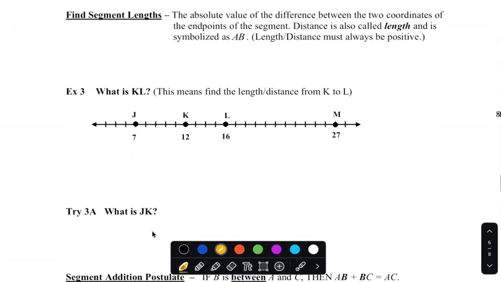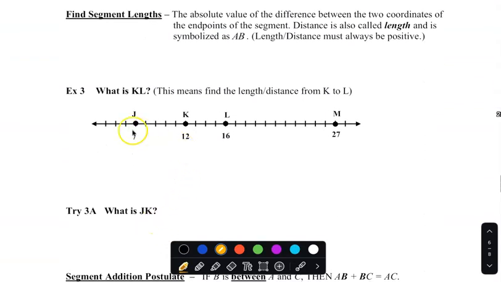Okay, we can do the same with segment lengths. So here's a line segment. If I ask you how long a segment is, this is where absolute value comes in. When you talk about the length of a segment, we're just talking about how long it is. Length, distance, must always be positive, right? If I ask you where's the nearest store, you're not going to say it's negative 2 miles that way or negative 2 kilometers that way. You just say 2 kilometers, right? So length is always positive.